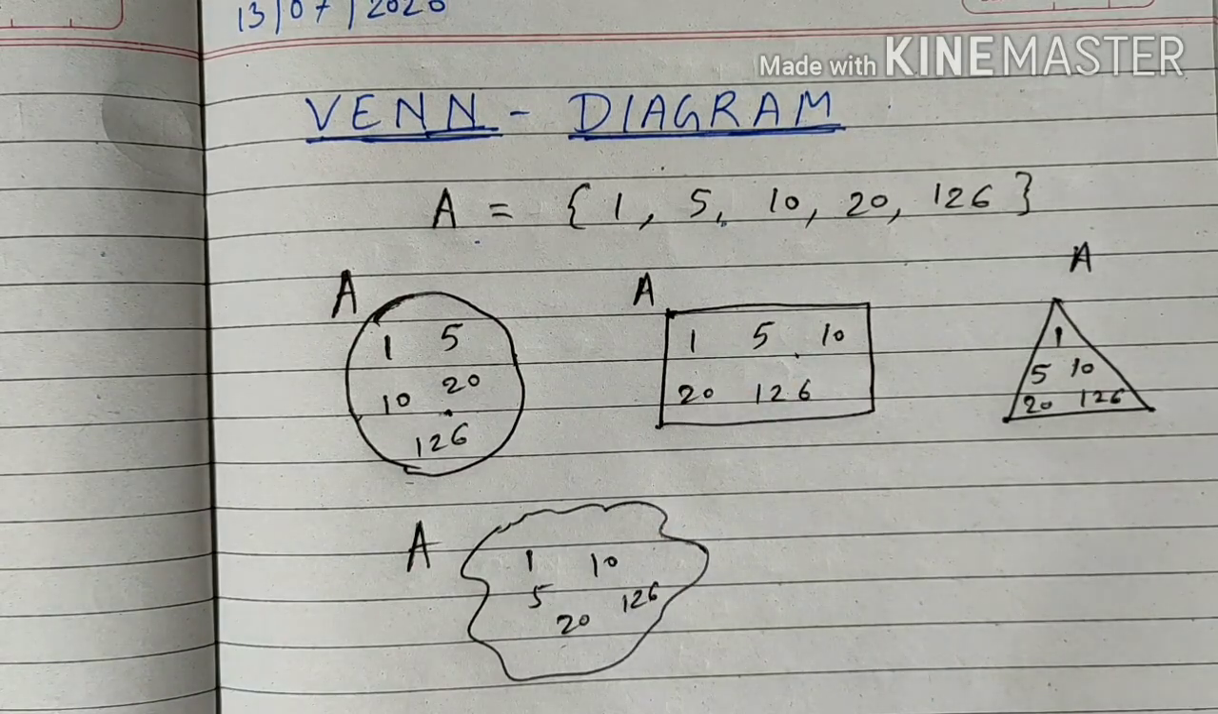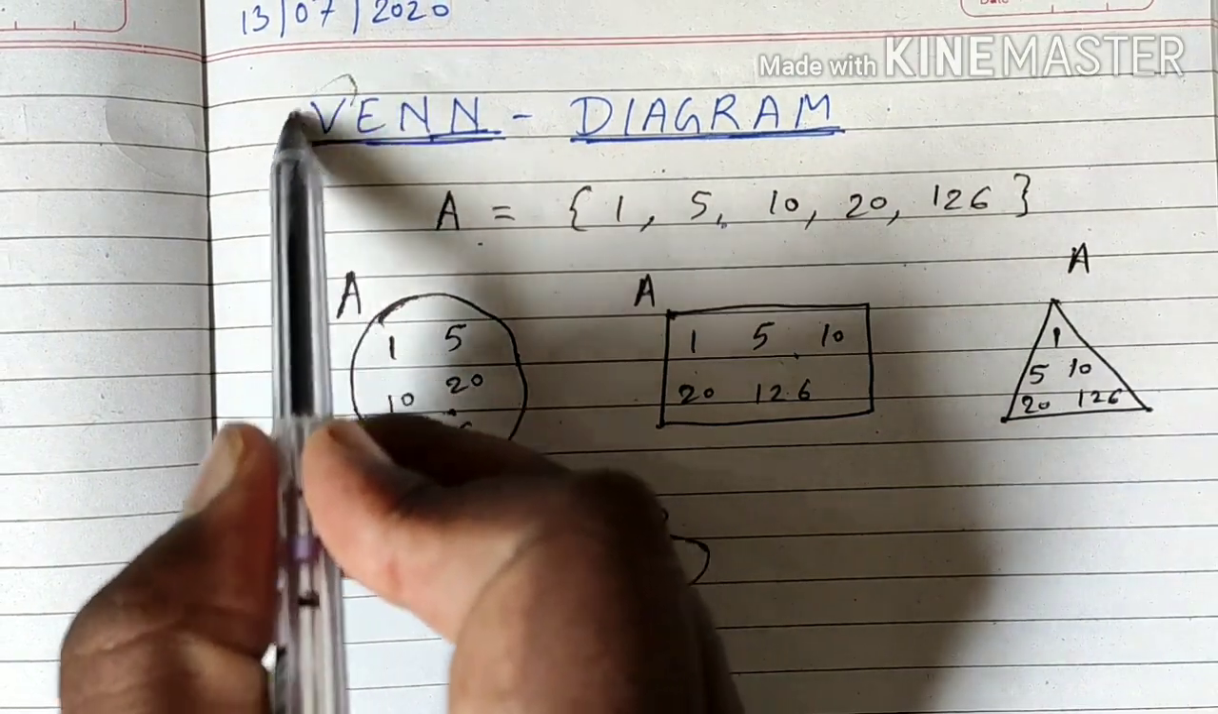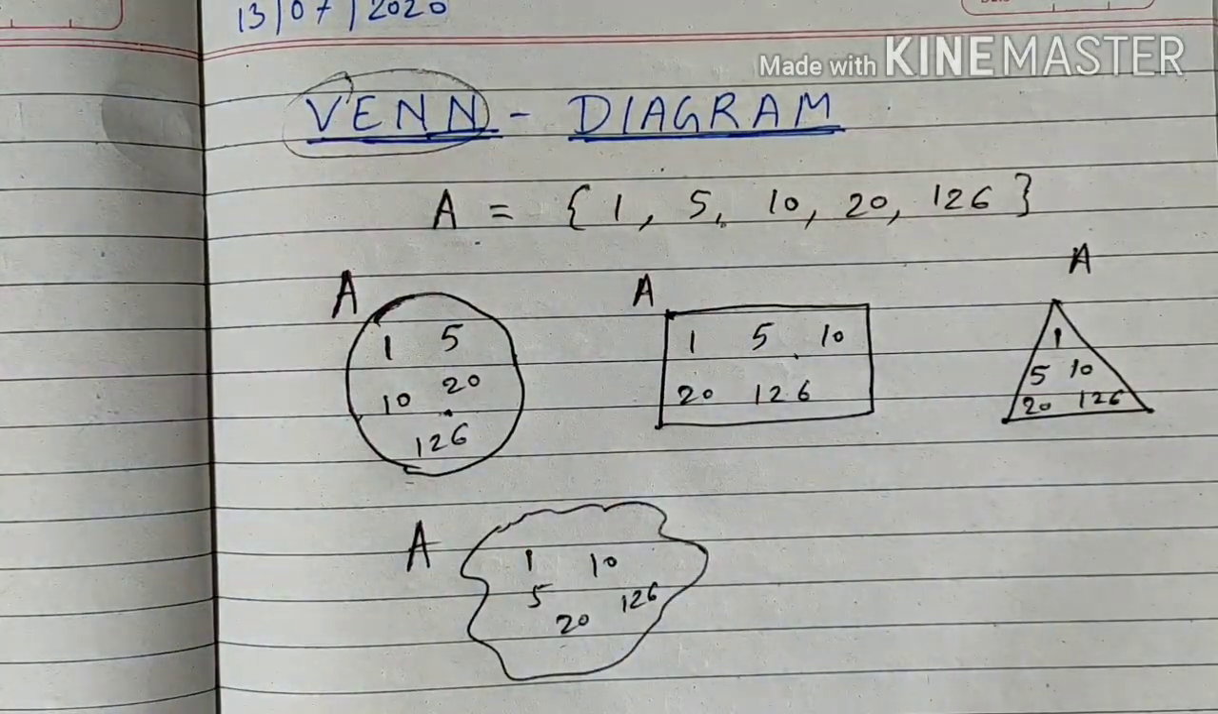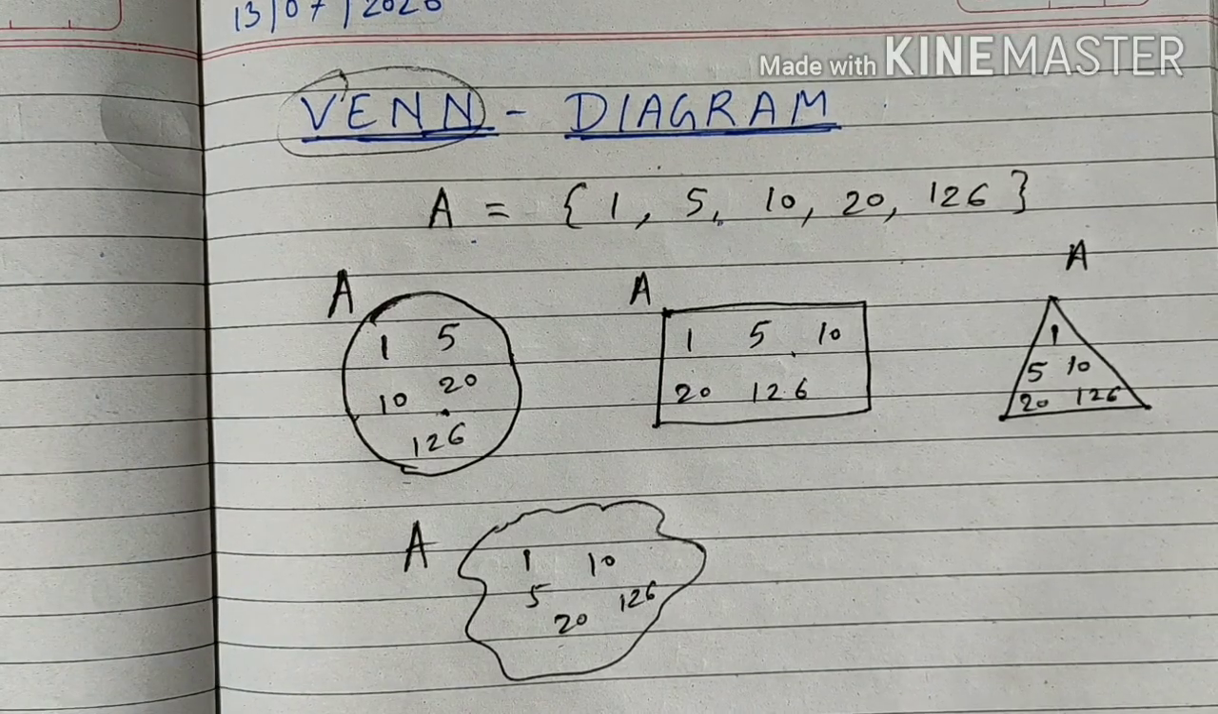So actually this idea was first developed by John Venn. John Venn. Therefore it is called Venn diagram. He was an English mathematician. Okay. So let us discuss some types of the Venn diagram. Using the Venn diagram, how we can represent the various types.